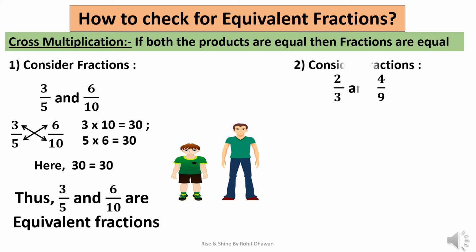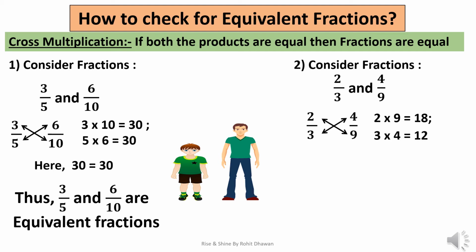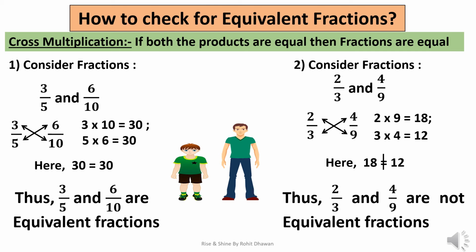Now, let us consider fractions 2/3 and 4/9. On multiplying 2 by 9, we get 18. And on multiplying 3 by 4, we get the product 12. Please note, here both the products are not equal. Thus, the fractions 2/3 and 4/9 are not equivalent fractions, or we can say that they are unequal fractions.